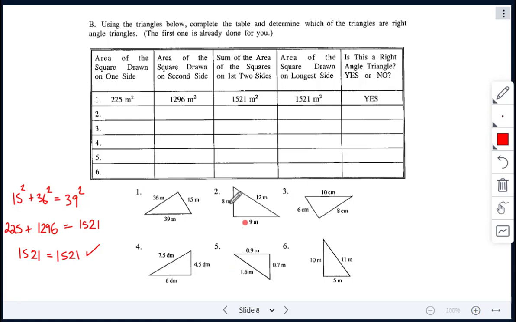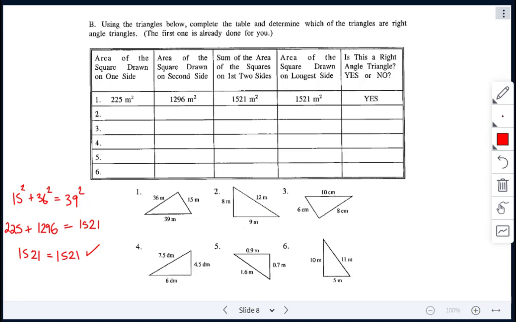All right, I'm going to give you guys a couple minutes to try number 2. So number 2 here, you've got the two sides, 8 and 9, and then the longer side, which will be the hypotenuse, which is 12 meters. So give that a try. If that is a right triangle or not, answer in the private chat, please.